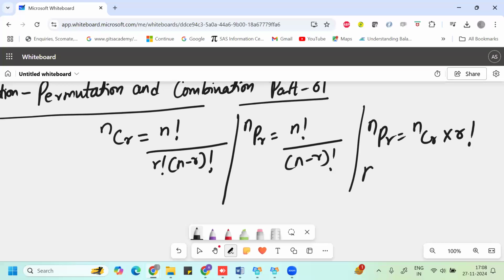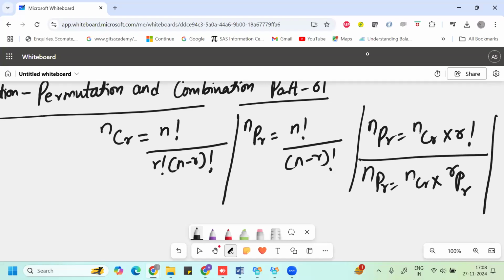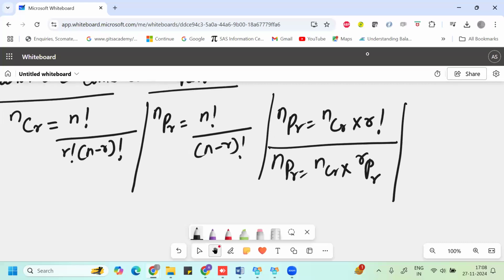You can write this NPR as NCR into RPR in place of r factorial, that means r factorial only. So any doubt with these things, whatever I have written? Any doubt, whatever I have written with this?